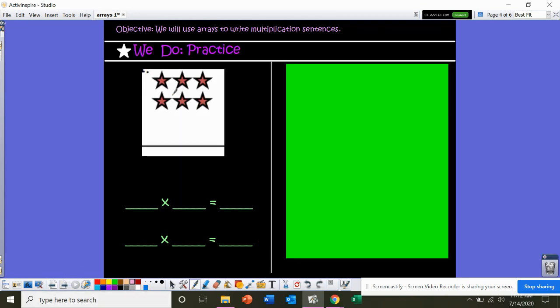One more example. Right here we have 2 rows. I'm going to put a 2 here. Now I have to count how many stars in each of the rows. I have 3 stars in each row, so I have 1, 2, 3. And then the next row I have 4, 5, 6. So 2 times 3 is equal to 6. I can flip those 2 factors around. 3 times 2 is equal to 6.